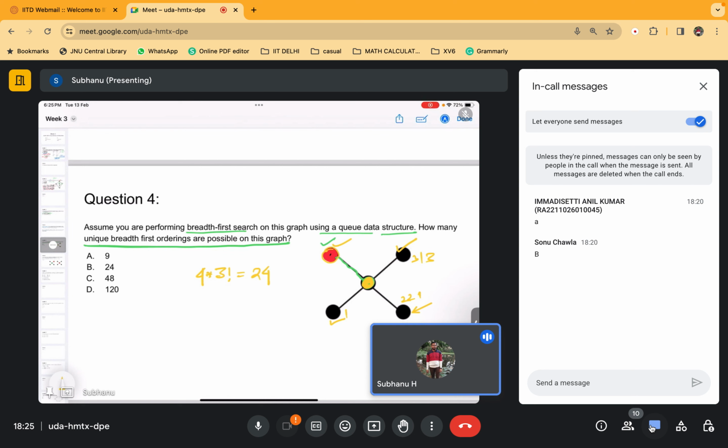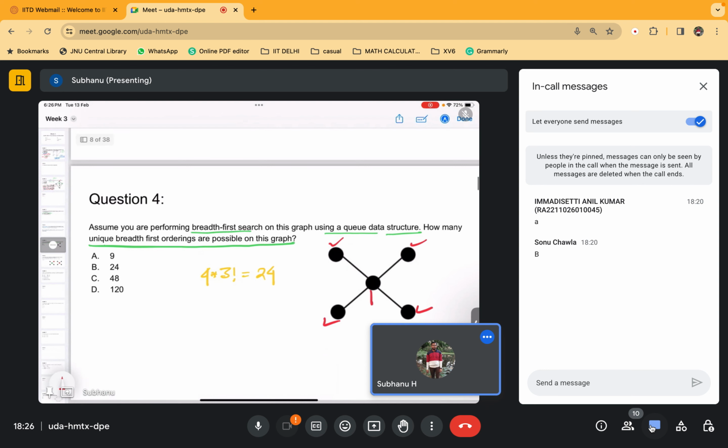Do you think that this is the correct answer? Please, anyone, try the question and type any answer in the chat box. This is a multiple choice question, and it doesn't matter whether you are correct or wrong. You can type anything, just from your intuition. The question is, if you start from any node of this graph, how many possible BFS orderings can you find?